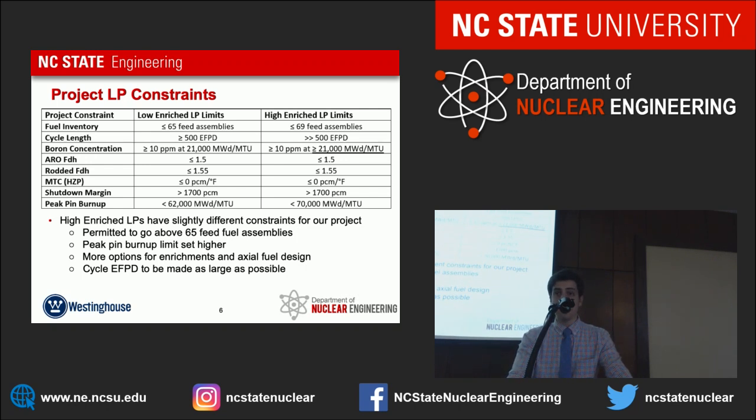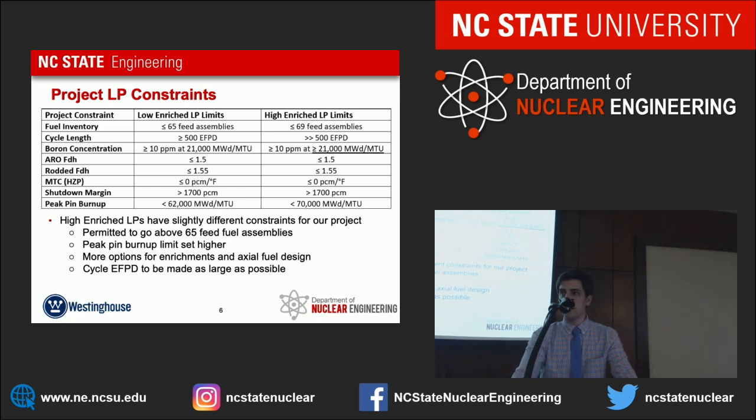And so we have energy requirements and a boron concentration. We want to make our core so that it runs out of reactivity right at the end with 10 ppm of boron, and with the end of cycle at 21,000 megawatt days per MTU of burnup for the low enriched. And for the high enriched, we also want to be at 10 ppm at the end of cycle, but that will be anywhere above 21,000 megawatt days per MTU of burnup.